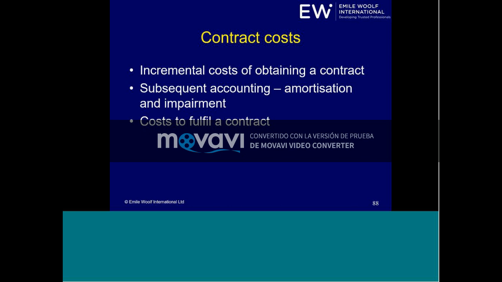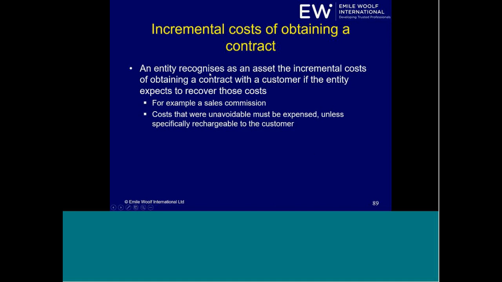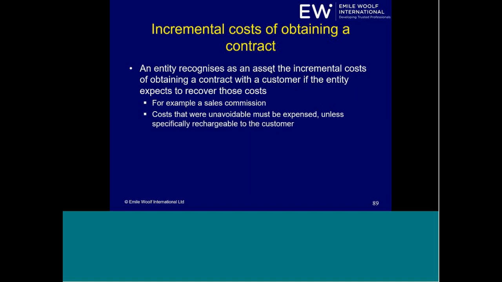Recognize as an asset the incremental costs of winning business. Contract price should ensure that you're able to recover fulfillment costs plus these incremental costs. Classic example will be some sort of sales commission. Costs that you could not have avoided, unless they are also, in terms of the contract, specifically rechargeable.